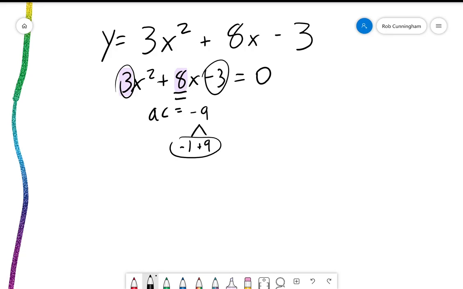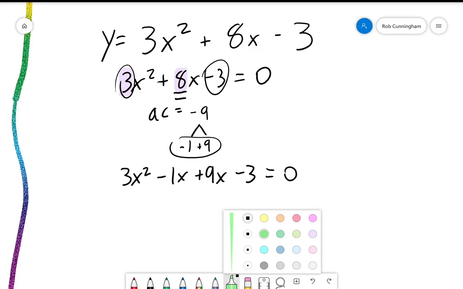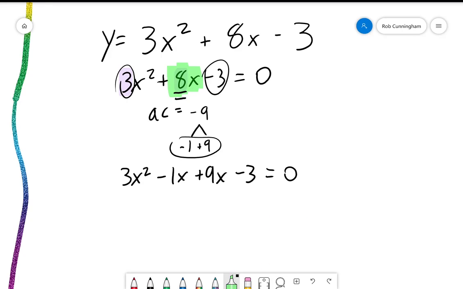Now again, because we have that 3x squared, we have to be a little bit more creative here. We can't just go straight to the answer. We have to split our middle term. So we get 3x squared minus 1x plus 9x minus 3 equals 0. Notice that we have not changed anything. That's 8x. That's 8x. We just kind of uncombined like terms.